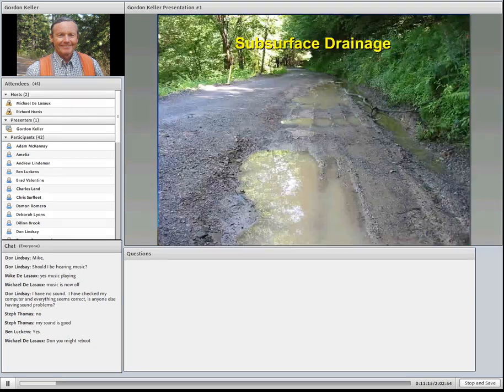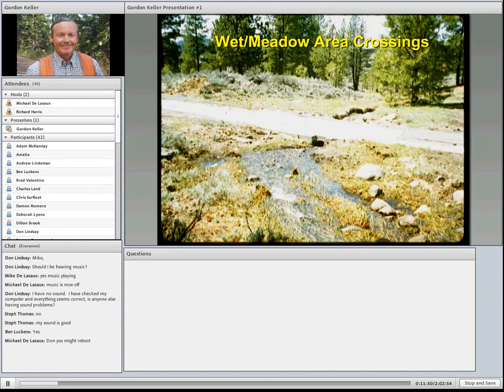The first thing to think about as far as water is where it's coming from. If you've got a road that looks like this, if it's ponded, if it's outsloped and you can get rid of the water and it dries up, no problem, or the ditch takes it away. But if it's always wet, then it's probably coming out of a cut bank. It's coming out of a spring, and then we have to really be thinking about subsurface drainage, crossing wet areas or meadows.